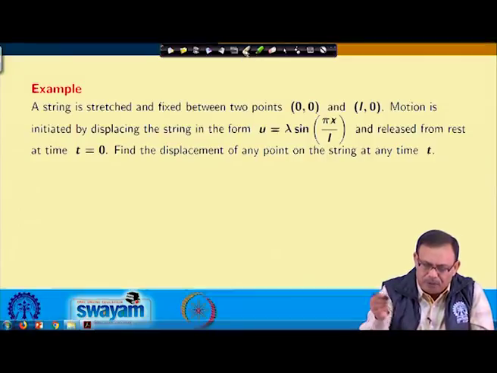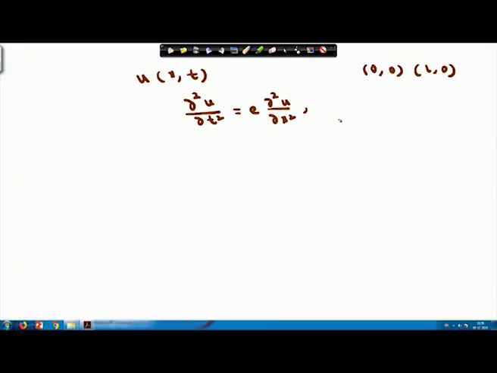So, to formulate the problem, the displacement, which I can assume as u(x,t), is the displacement of the string, which is governed by the equation we have discussed earlier: del 2 u del t square equals c square del 2 u del x square, where the fixed points have been given from (0, 0) to (L, 0). That means x lies between 0 and L and t has to be greater than 0.